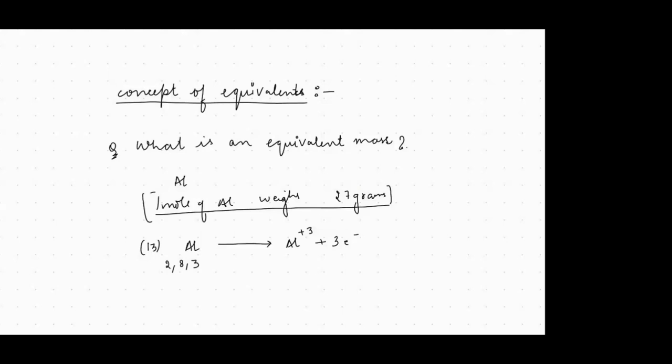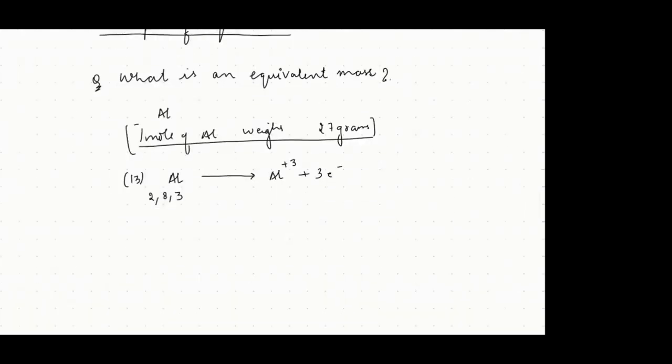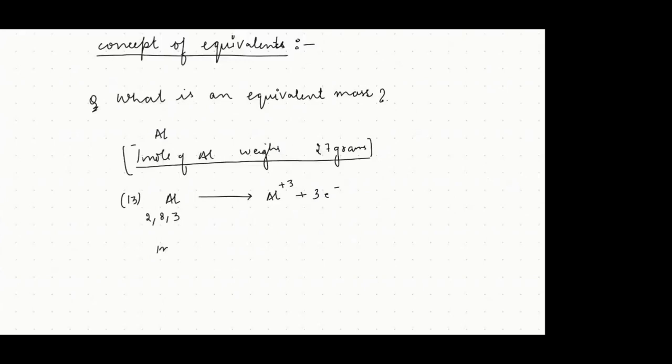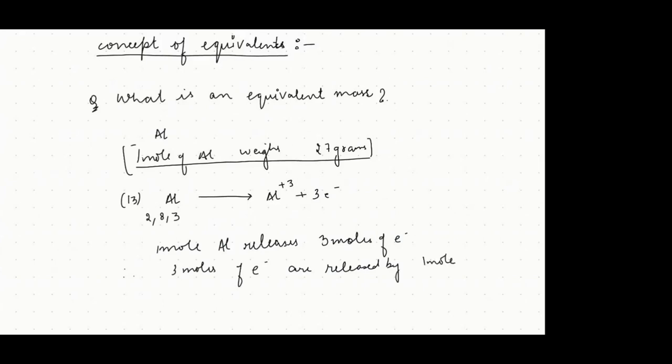Now when aluminium loses 3 electrons, how should I say this equation? I would be saying that 1 mole aluminium releases 3 moles of electrons, which could be another way of saying that 3 moles of electrons are released by 1 mole aluminium. And 1 mole aluminium is given by 27 grams, so I would say 3 moles of electrons are given by 27 grams of aluminium.